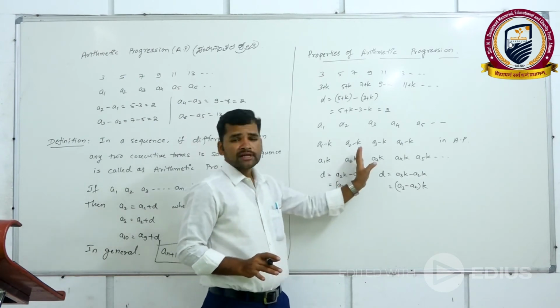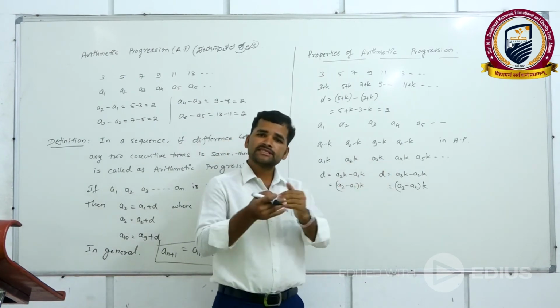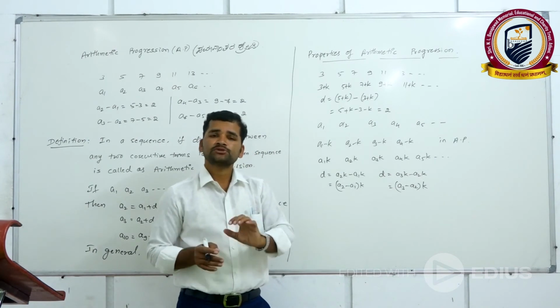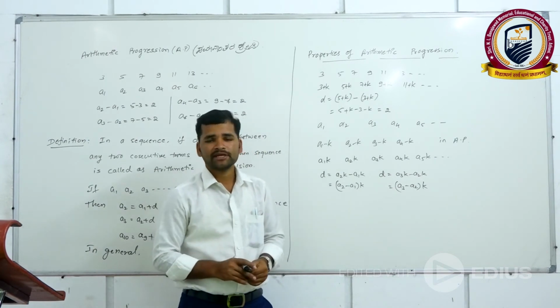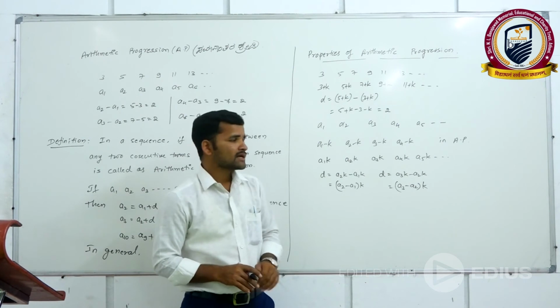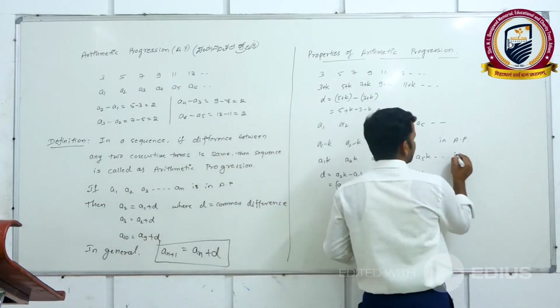Yes, whatever the sequence we got, the resulting sequence after multiplying a constant to each term of the sequence will be in arithmetic progression only. That will be in arithmetic progression, will be in AP.